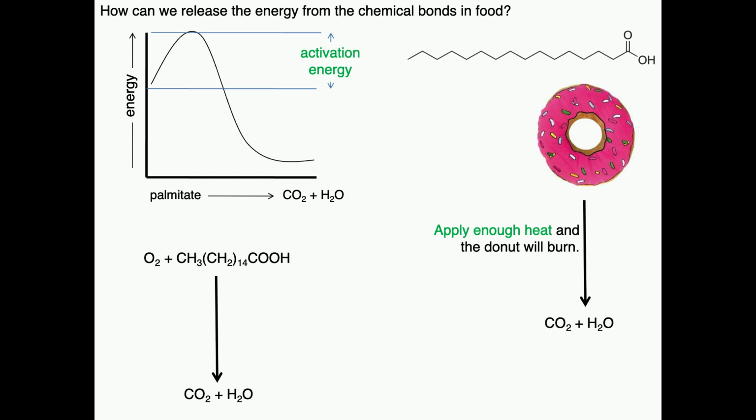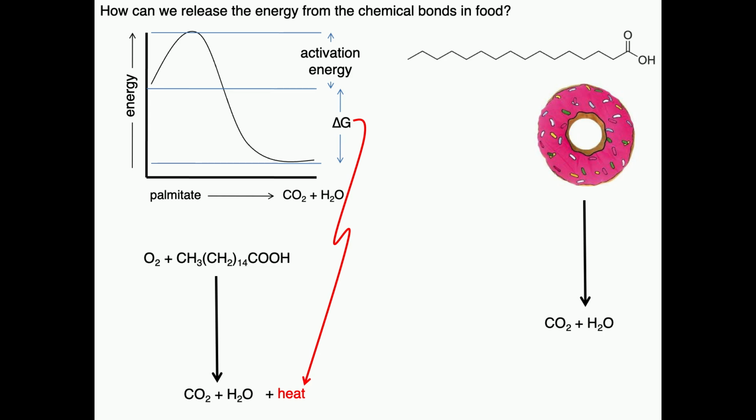Okay, so if we apply the activation energy, that donut will burn, and the burning is going to give off heat, and that heat is going to represent the difference between the chemical bond energy in the substrates and the products. Okay, and that heat, in the context of burning something, like a flame, it's hard to capture that heat efficiently. But we can capture that energy more efficiently when we burn things within our body.